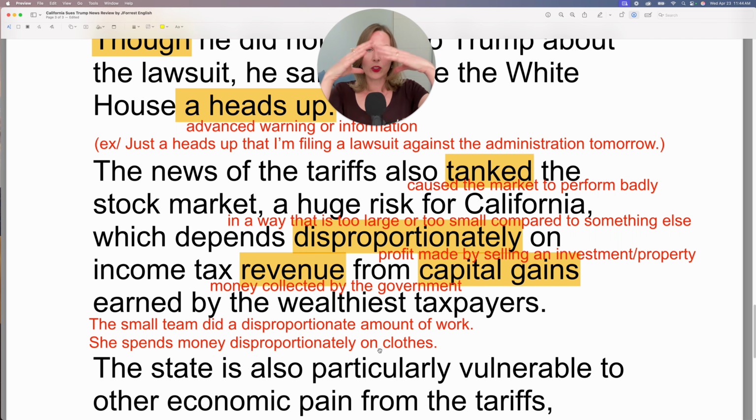So there is her total amount of money, and then this much goes to clothes, and this much goes to food or investments or education. So she spends money disproportionately on clothes.